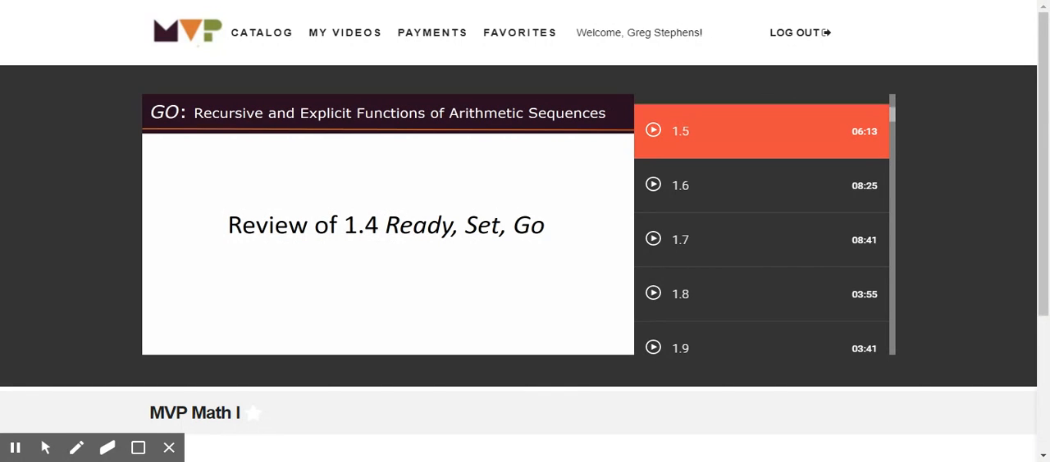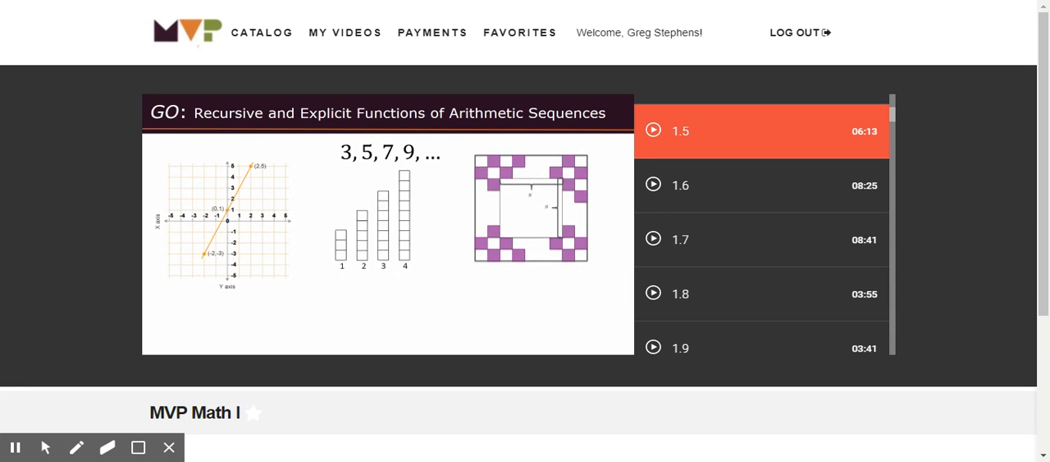This section is a review of the homework you were assigned in the Ready, Set, Go from 1.4. If you are having trouble finding the recursive function or the explicit function, look back at the helps, hints, and explanations from the Set section of the 1.4 Ready, Set, Go assignment. Recall that functions can be represented in several different ways, including lists, graphs, contexts, or models.